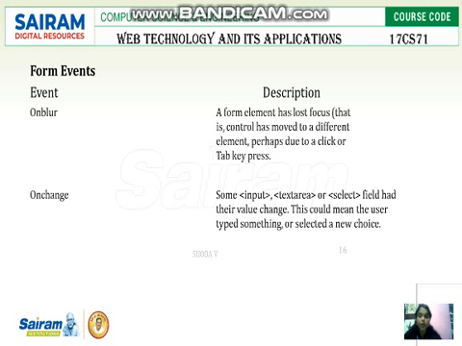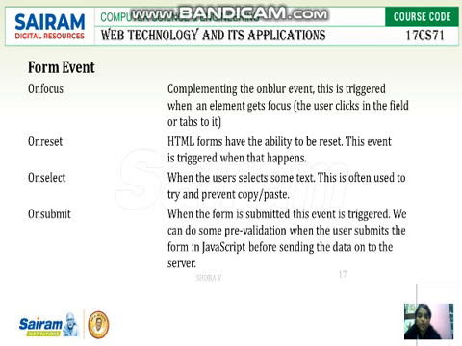So now we'll see onblur. If a form element has lost focus, perhaps due to a click or tab key press, then this event can be useful. And onchange: if you want to make some modifications or select some new choice, you can go for onchange. And onfocus is a complement of onblur. When an element gets focus, you can go for onfocus, when the user clicks in the field or taps to it.